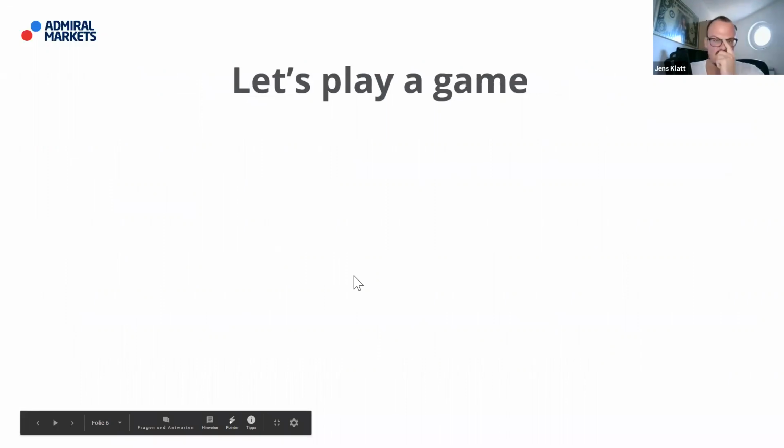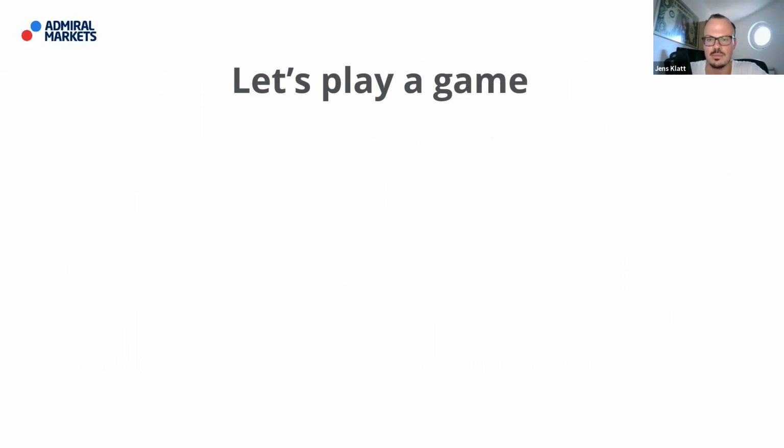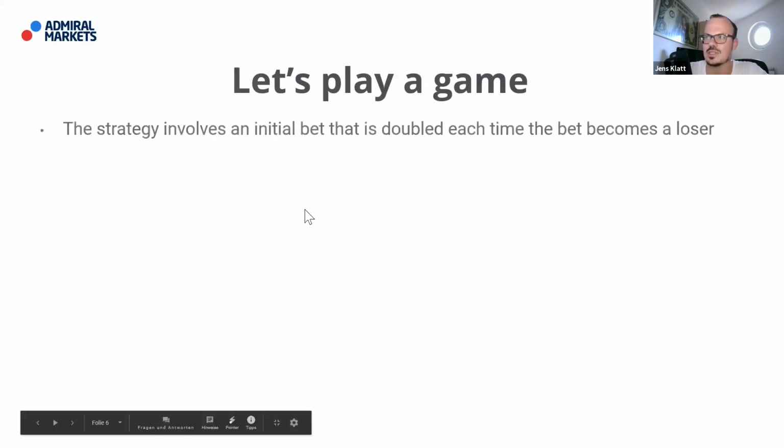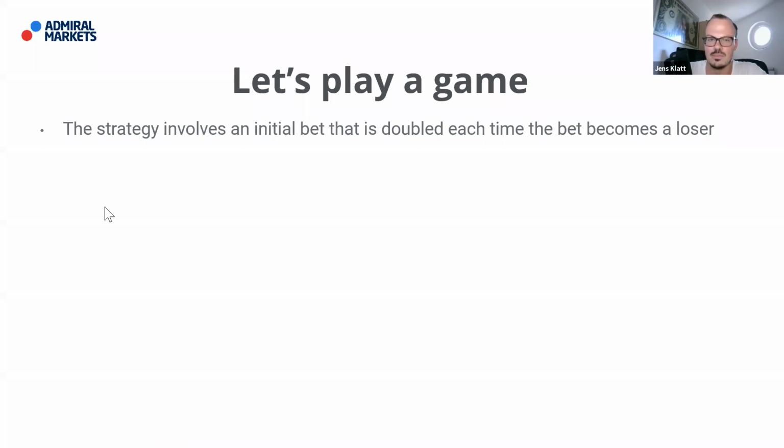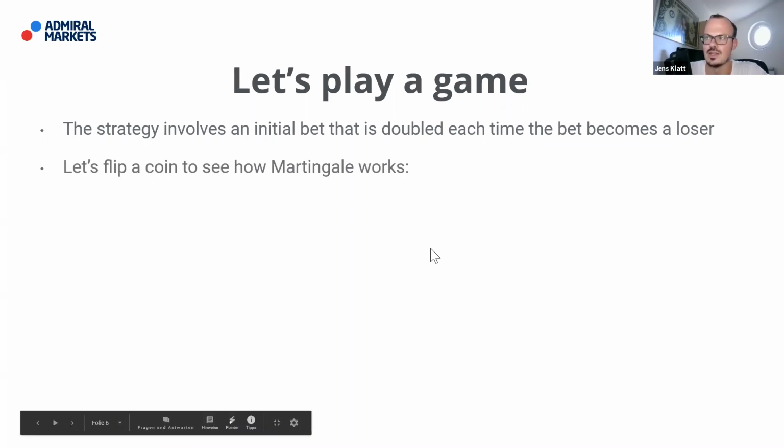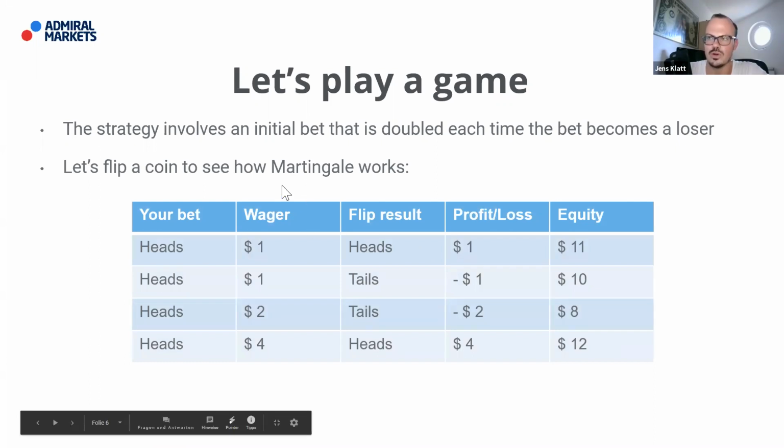So now, to introduce this topic a little better, we want to play a game in this context. We say we have an initial bet that is doubled each time the bet becomes a loser. So if we, for example, flip a coin, then we'll see how Martingale works.